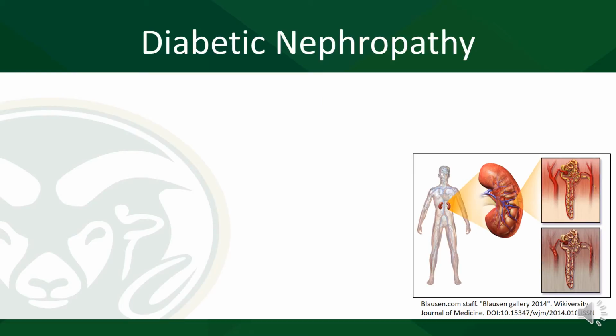Diabetic nephropathy refers to damage of the kidneys. As illustrated by this picture, the kidney is made up of small units called nephrons that filter blood and help remove waste from the body. In someone with prolonged elevations in blood glucose, the nephrons can become scarred and thickened, leading to waste building up in the body.